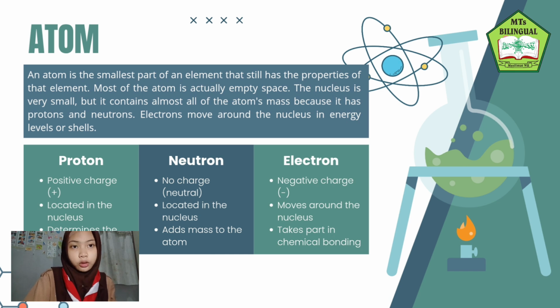Parts of an atom: proton is a positive charge located in the nucleus and determines the type of element. And then neutron has charge 0, located in the nucleus, adds mass to the atom. And then electron has a negative charge, moves around the nucleus, and takes part in chemical bonding.